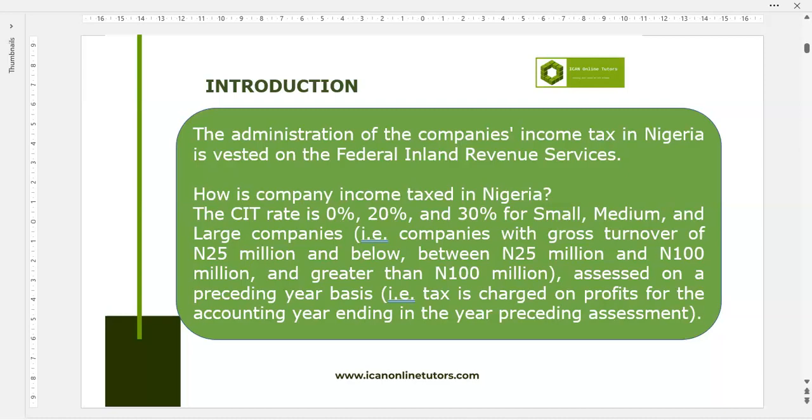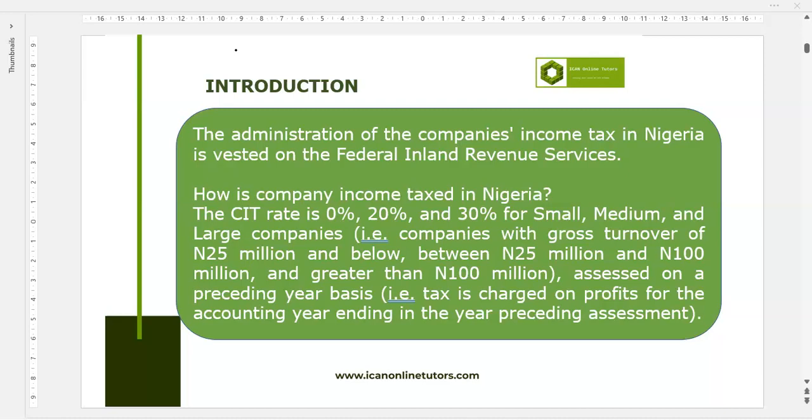So what do you understand by the words administration of companies income tax? Good. My definition of administration of company income tax, to my own understanding, is the procedure or the day-to-day activities that aid the deductions or assessment of a company's income tax.